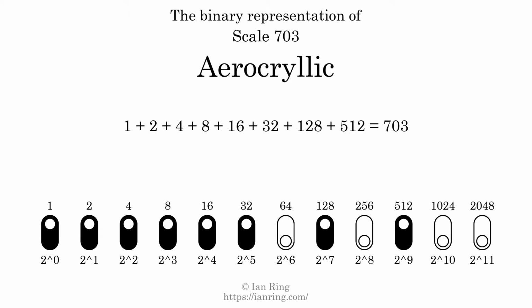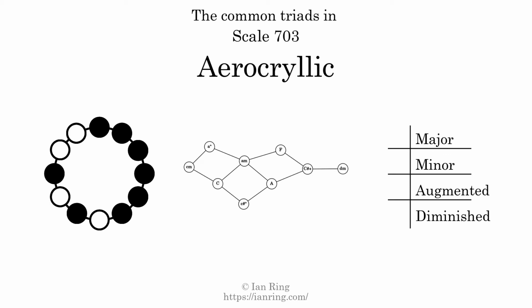The scale number not only enumerates the scale with a unique index, but it also literally describes the tonal content of the scale. Represented as a binary number in base 2, the scale number is 001010111111. Here are the common triads present in this scale.